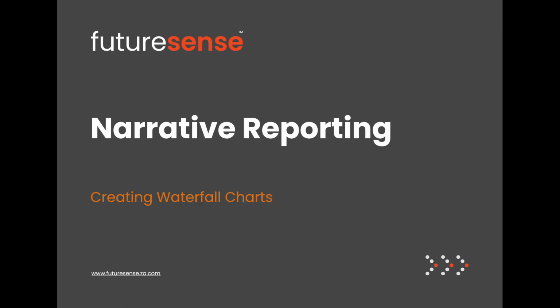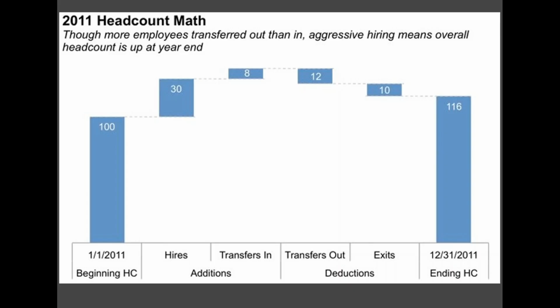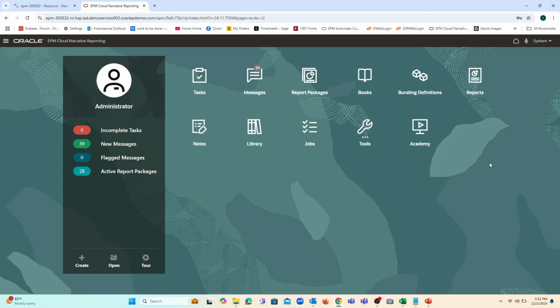So, what is a waterfall chart? A waterfall chart is a specific type of bar chart that reveals the story behind the net change in something's value between 2 points. Instead of just showing a beginning value in one bar and an ending value in a second bar, a waterfall chart disaggregates all of the unique components that contributed to that net change and visualizes them individually. As an example, we have a beginning head count, some additions and deductions in staff that contribute to an ending head count. Let's open narrative reporting.